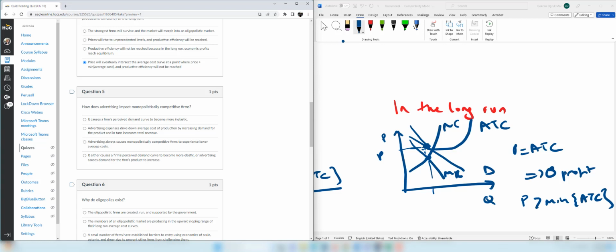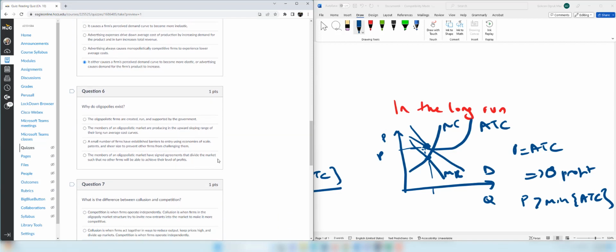But at the same time, it increases the competition in the market, while customers are aware of different types of products in the market. Therefore, the demand curve for each firm becomes more elastic because customers have more options to choose from. So the right answer is it either causes a firm's perceived demand curve to become more elastic by increasing the competition, or advertising causes demand for the firm's product to increase. That means customers are aware of your product. Therefore, the demand for your product increases.